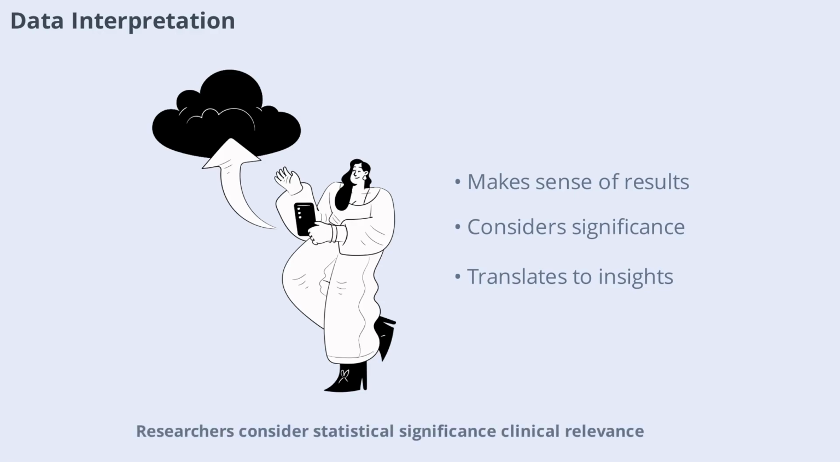Researchers consider statistical significance, clinical relevance, and potential limitations. Clear interpretation helps translate findings into actionable insights for science and medicine.